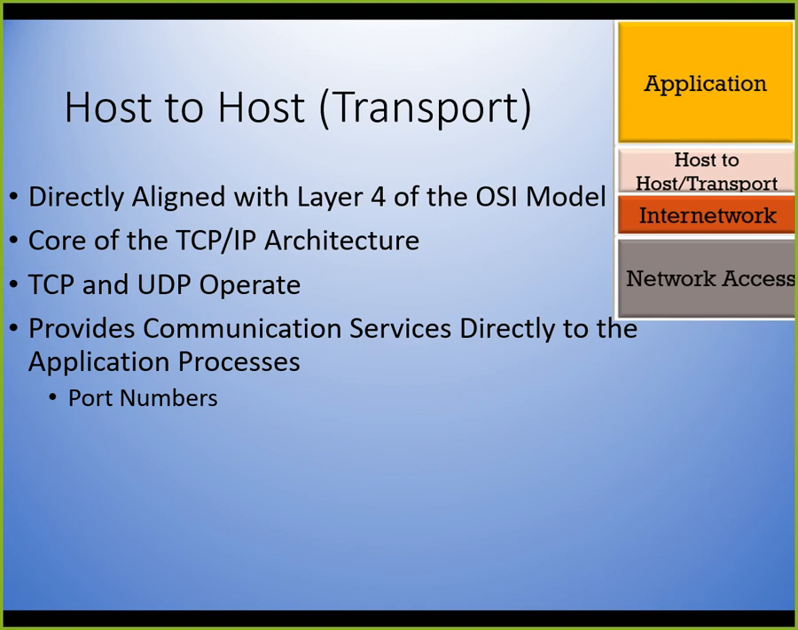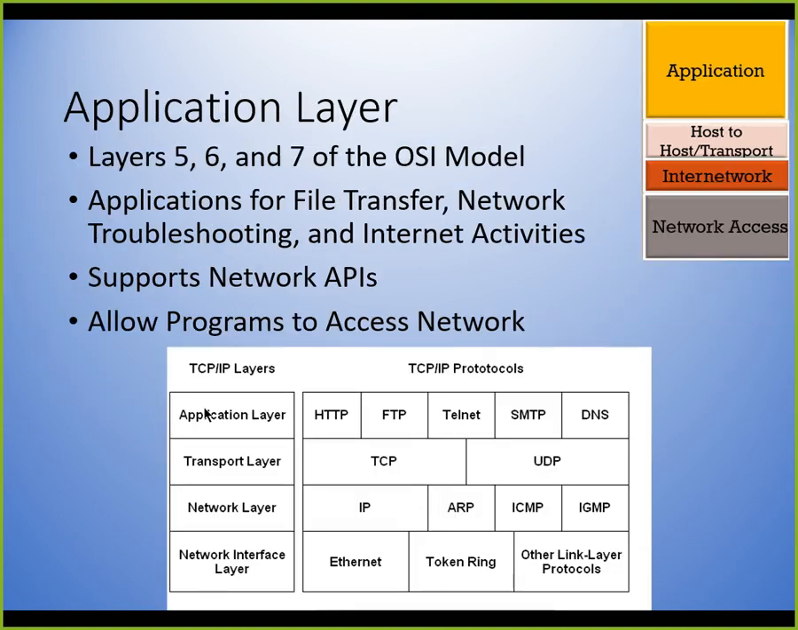Transport layer does exactly the same thing as layer 4 of the OSI model. Core of the TCP/IP architecture, TCP and UDP operate here. Port numbers, again, we'll talk about them. Port numbers represent services, like HTTP is 80, so that we know where we're going with these well-knowns. We will address them a little later. Application layer, 5, 6, and 7 are here to do these things.